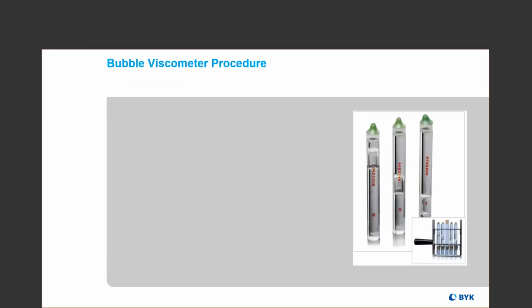So the procedure for testing your viscosity using these bubble tubes or bubble viscometers: you pick the 4 standard tubes that you think are closest in viscosity to your sample. So this is a comparative test. You're comparing your liquid, or the bubble rise in your liquid, to the bubble rise in these standards.